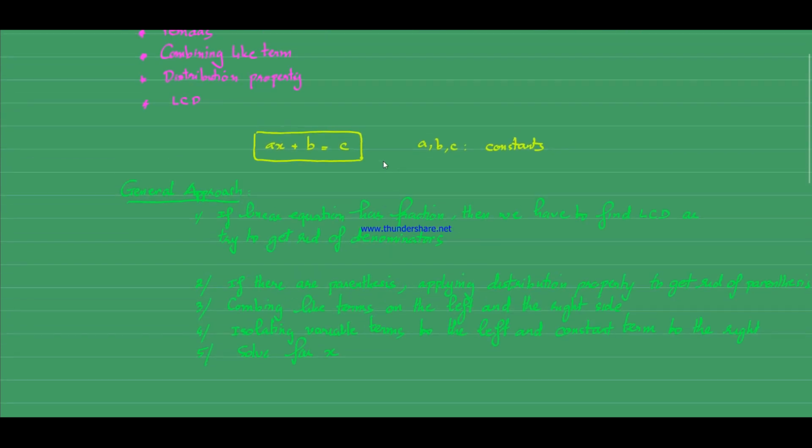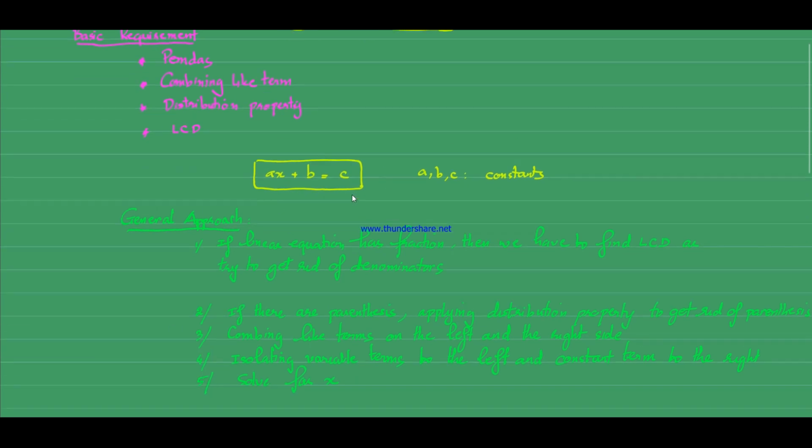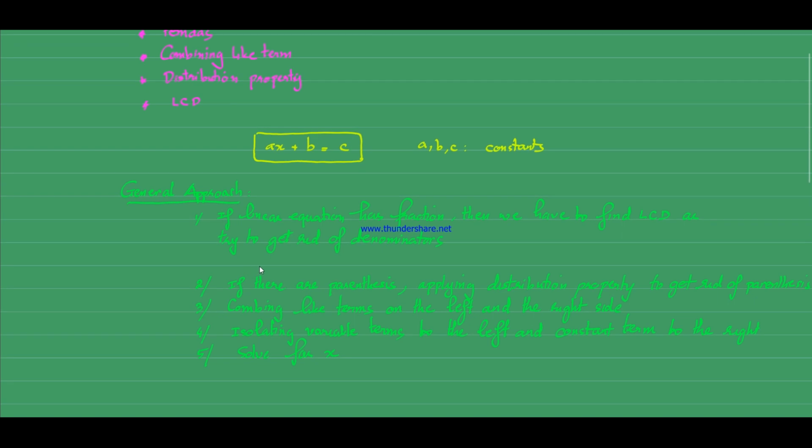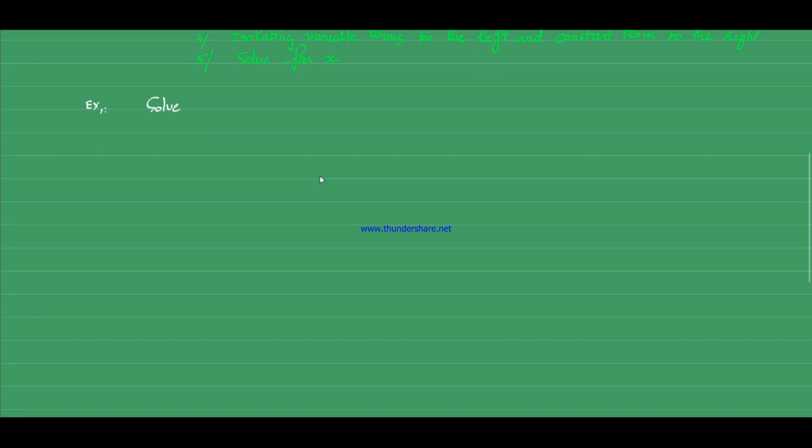Now, this is a general approach, and we try to follow the steps over here really strictly. And I'm sure that if you follow the steps in order, you can get the final answer. Now let's start with our first example. In the first example, I'm going to give you a very basic linear equation, and this linear equation doesn't have a parenthesis.